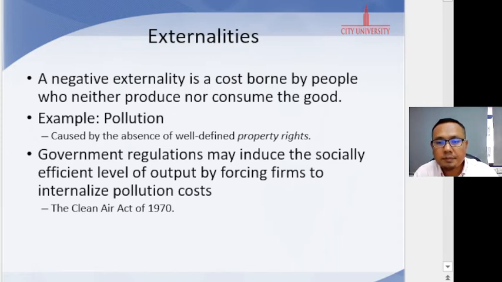For example, a firm that produces textiles usually creates a waste product that contains some chemical that's cancer causing. When the textile manufacturer can dispose of this waste for free by dumping it into a nearby river, it has an incentive to dump more waste into the river than is socially optimal.